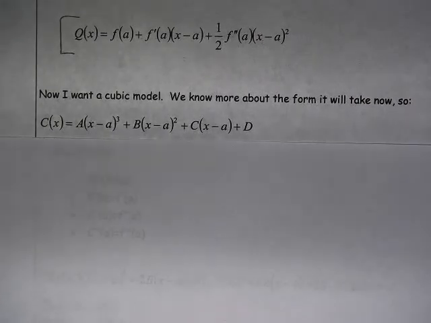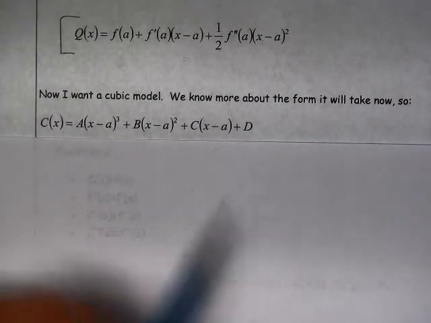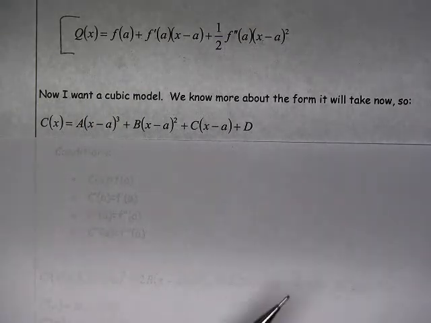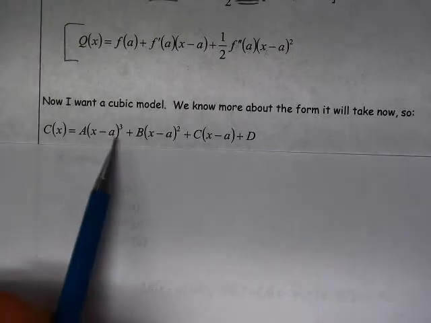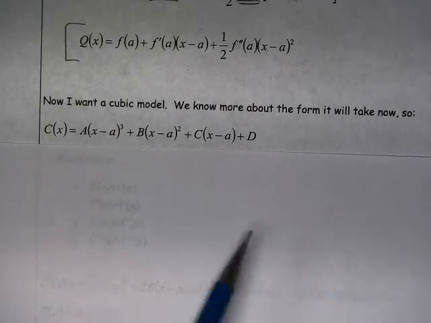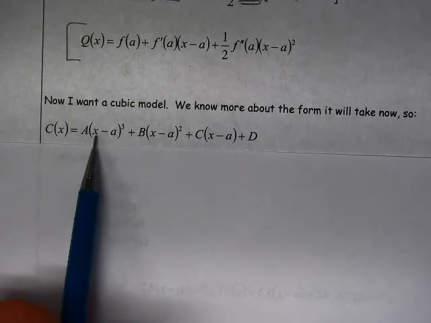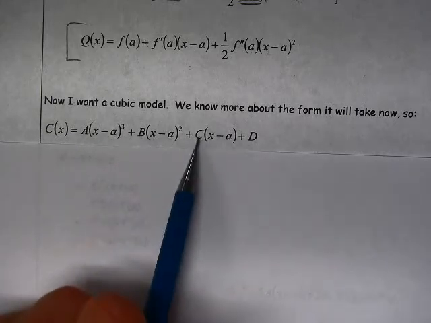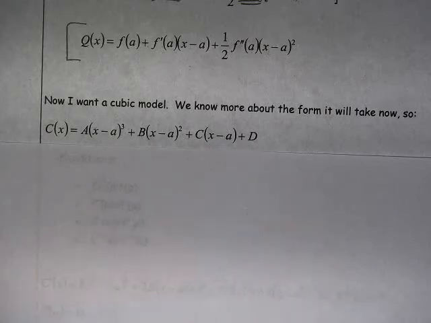For our cubic model, the knowledge of this pattern is really going to help us out a lot. It's going to make things a lot easier, frankly, than the quadratic model we kind of did from scratch. We know that we're going to have this pattern, right? So we have some coefficient times (x minus a) cubed, some coefficient times (x minus a) squared, some coefficient times (x minus a), plus d.